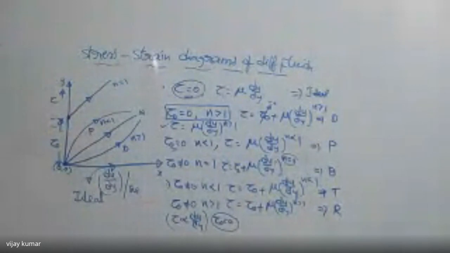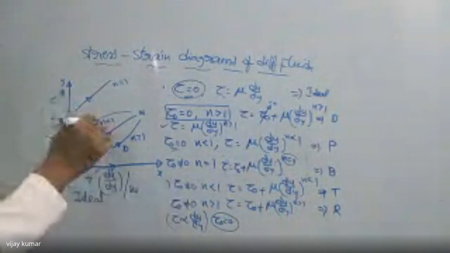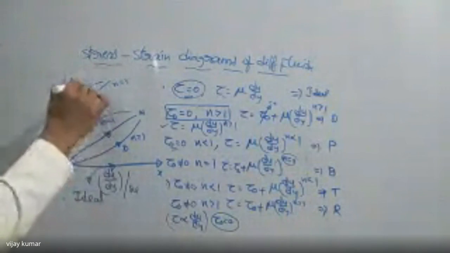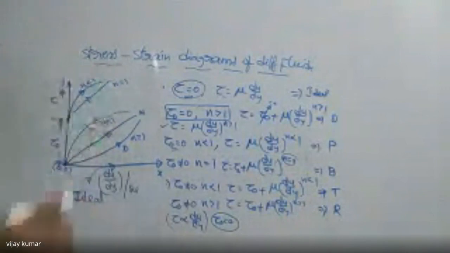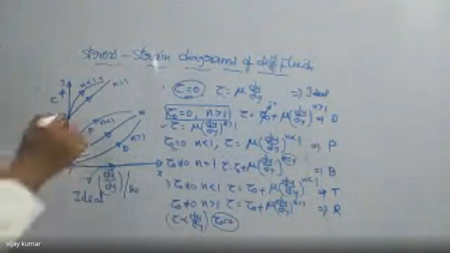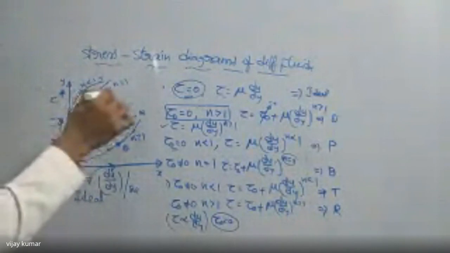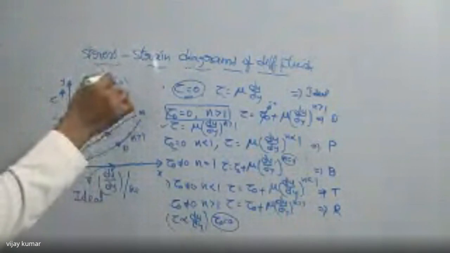Now I am writing here. Thixotropic fluid. N is less than 1 means we are getting the profile like this, the same as n is less than 1. This is thixotropic fluid. And the next one is rheopectic fluid. Rheopectic fluid we can draw like this. So this one is rheopectic fluid. This one is Bingham fluid.